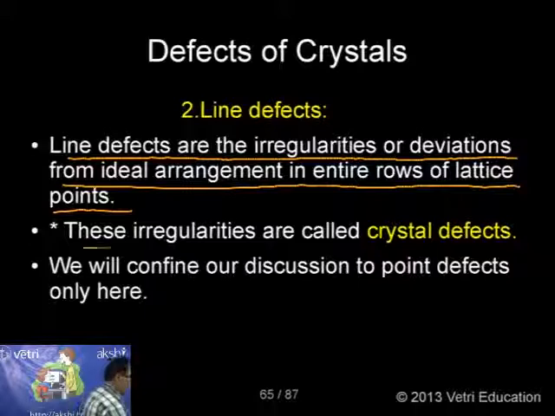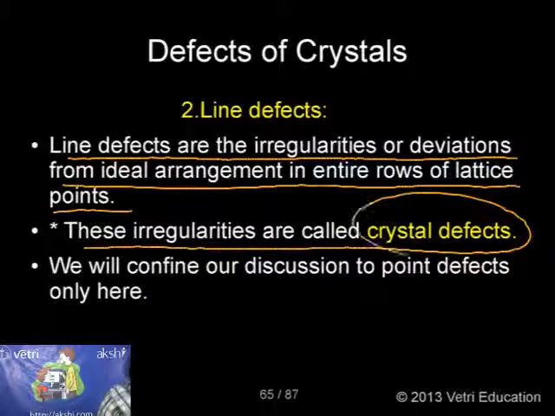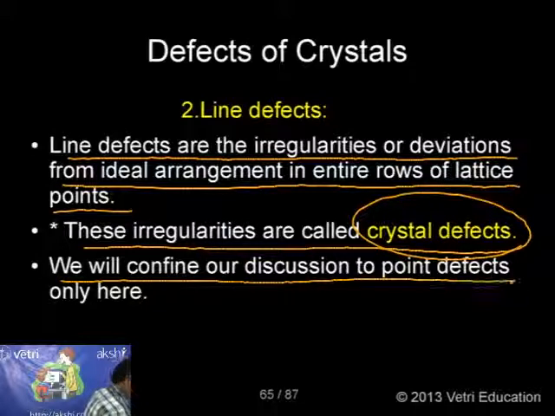These irregularities are called crystal defects. Kindly understand. Here in my discussion, I will confine the discussion to point defects only. I am not concentrating on line defects, I am concentrating only on point defects. Kindly follow me.